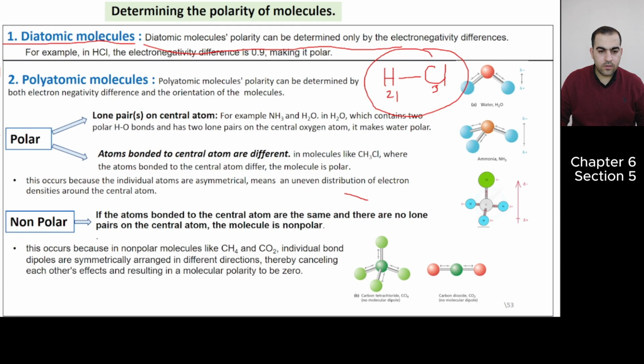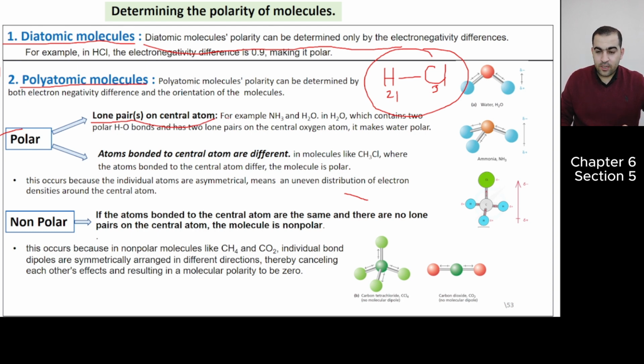For polyatomic molecules, polarity can be affected by the electronegativity difference and the orientation, like the shape of the molecule. I'm going to make it easier for you. You don't need to work out the orientation or electronegativity difference. Polyatomic molecules are molecules made of more than two atoms, like H2O and NH3. A molecule is polar if there are lone pairs on the central atom.